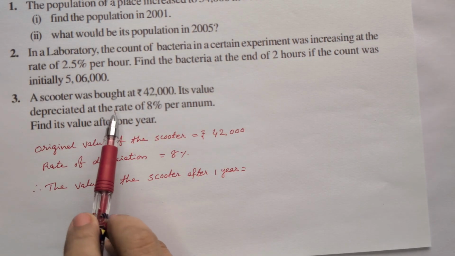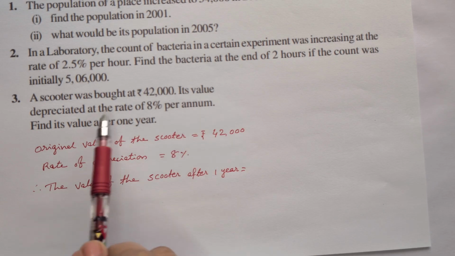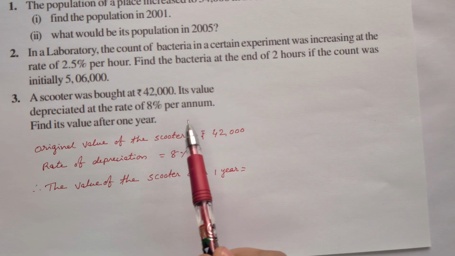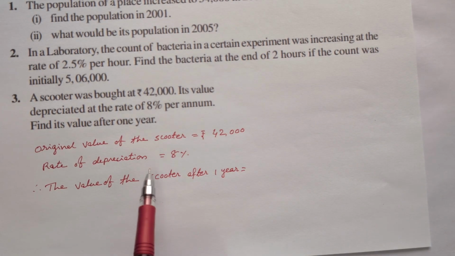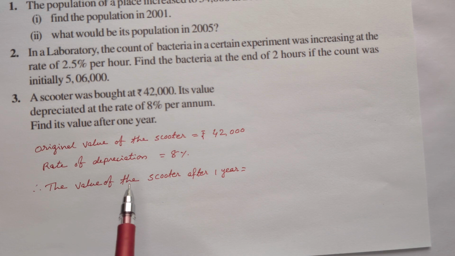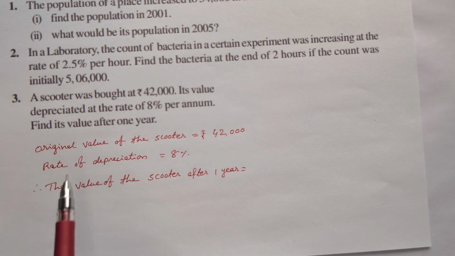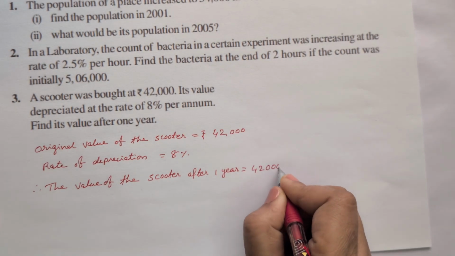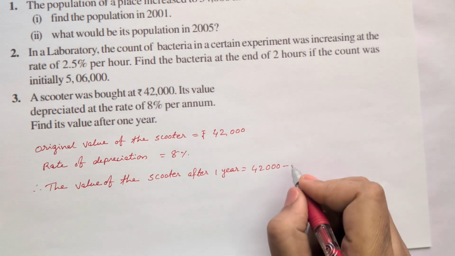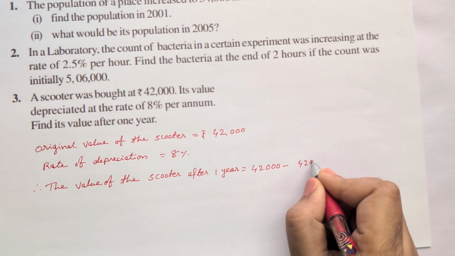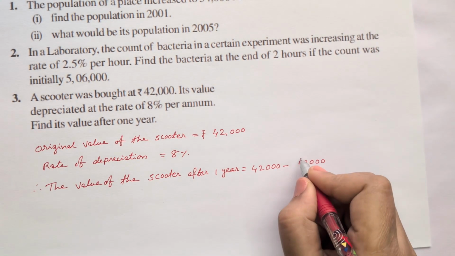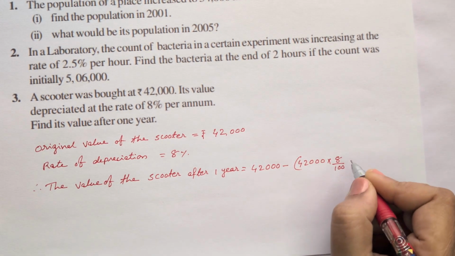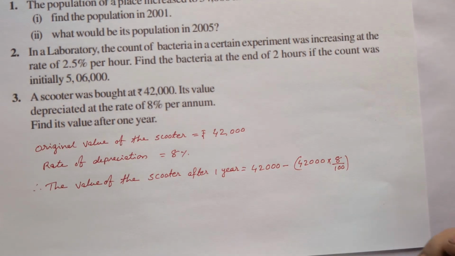Question number 3. A scooter was bought for rupees 42,000. Its value depreciated at the rate of 8% per annum. Find its value after 1 year. So the original value is 42,000. Rate of depreciation, that is 8%. The value of the scooter after 1 year is equal to the original value, that means 42,000, minus the depreciation. So depreciation means 8% of 42,000, so 8 by 100. 8% of 42,000 is the depreciation.